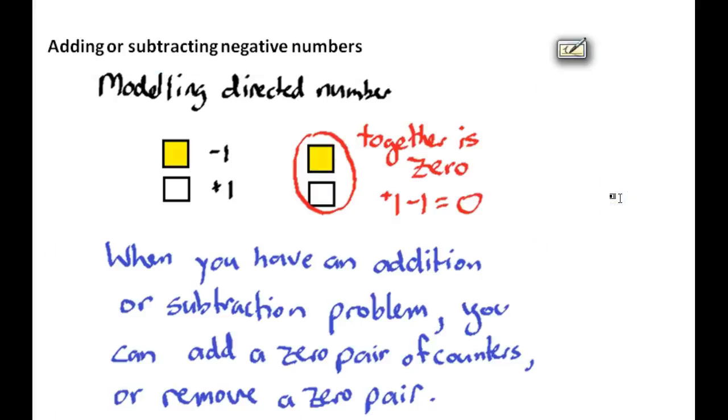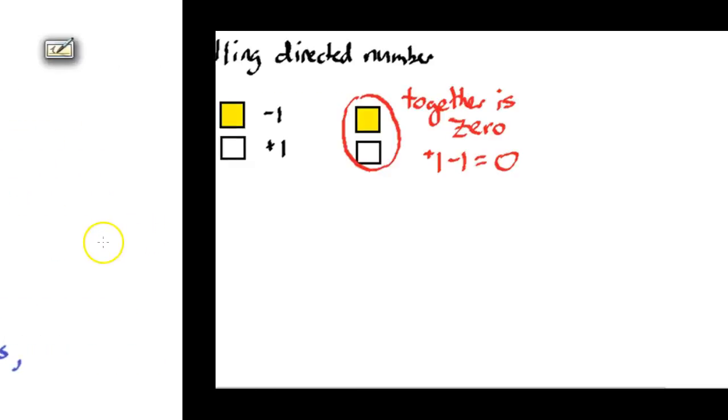In this video, we're going to look at adding or subtracting a negative number from a directed number. And we're going to use the same counter model as before. So a coloured counter represents -1, and a white counter represents +1. If we put those two together, it's actually a 0. And having this idea of 0 helps us model some of these problems. Let's look at some examples.